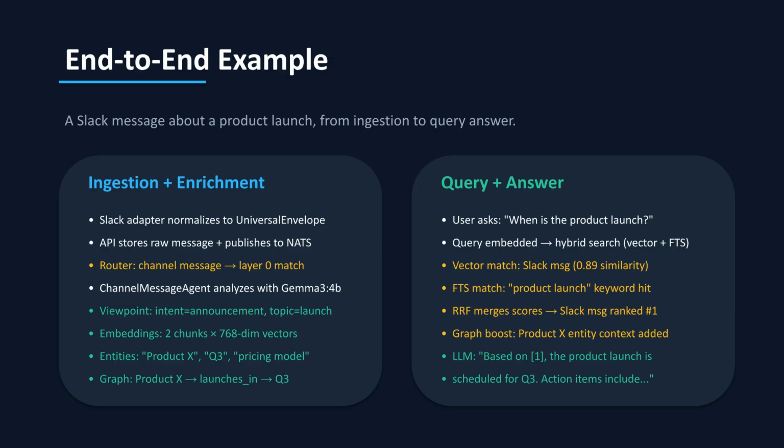Let's look at an end-to-end example, from a Slack message to a query answer. The ingestion and enrichment steps involve normalization, classification by the router, analysis by a specialized agent, and the creation of viewpoints, embeddings, entities, and graph relationships. The query uses hybrid search, RRF merging, and graph boosts to generate a cited LLM answer.